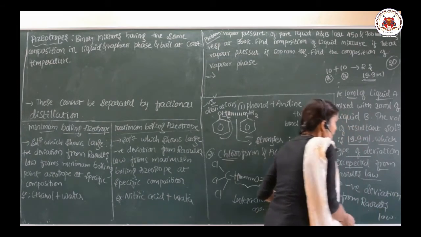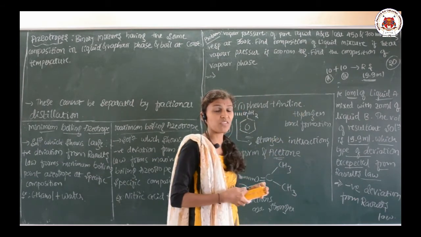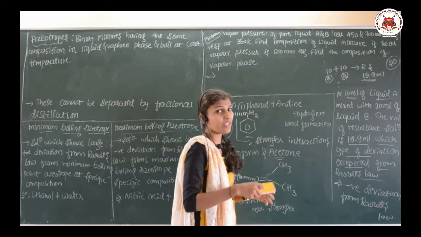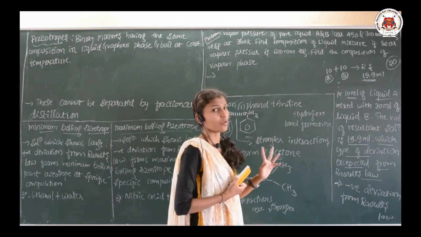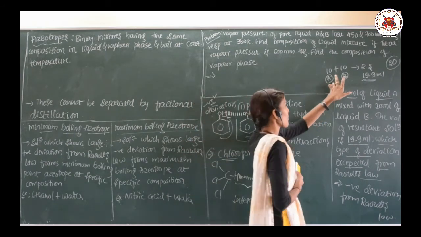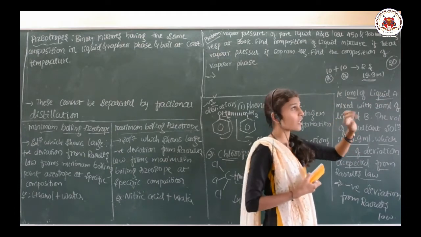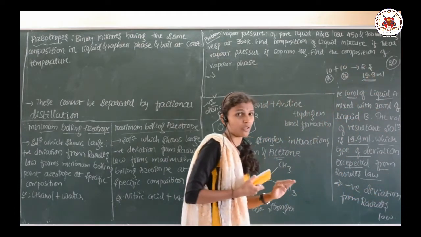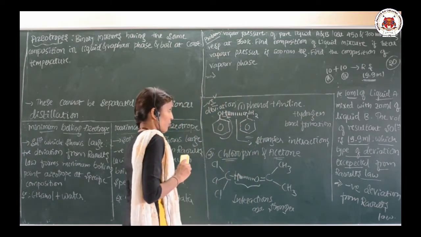Suppose it is less than 20, that means it is a negative deviation. If it is 20.1, which is more than 20, it will show positive deviation. So, whenever 10 ml and 10 ml are mixed and we get 19.9 ml, this shows negative deviation from Raoult's law. Clear? All these are very important bits of the topic.